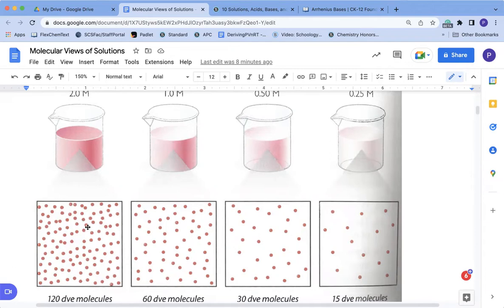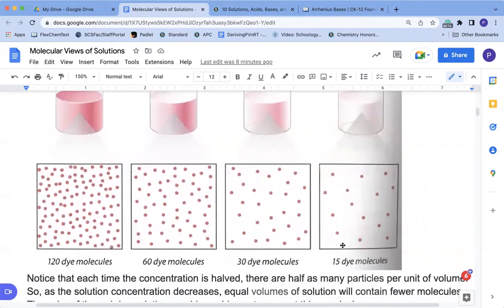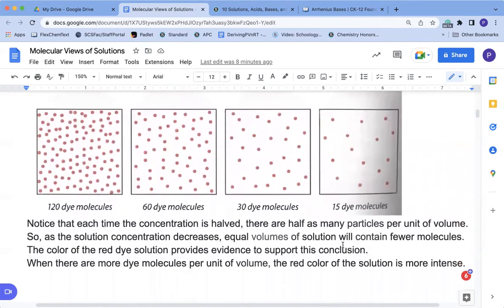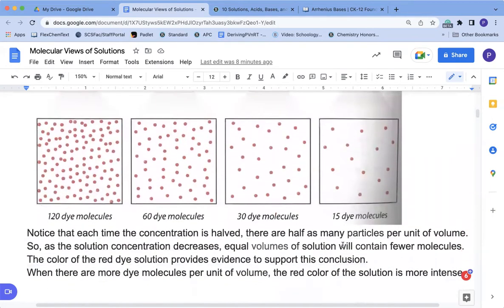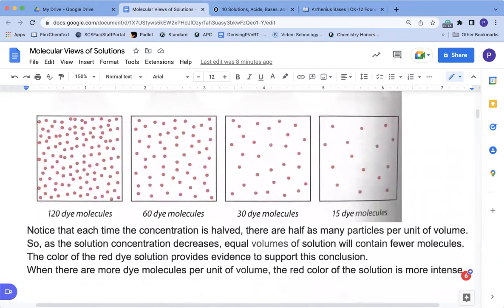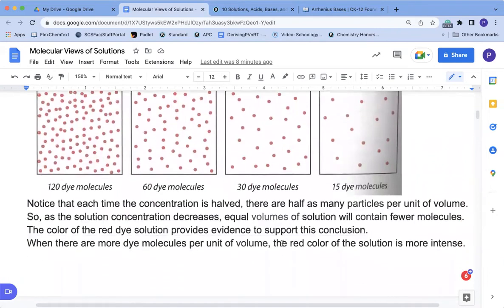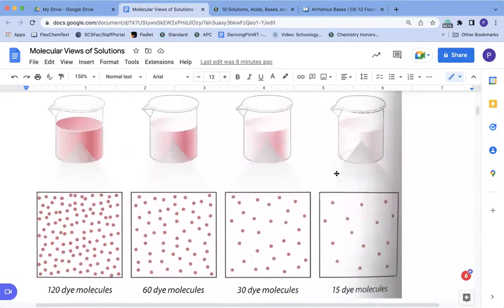The particles per unit volume now are being represented as particles per square that we've cut out of that solution. We have the concentration and have the number of dye molecules when we went from one solution to the next. And that is what is illustrated by the dots. When there are more dye molecules per unit volume, the red color of that solution will become more intense.